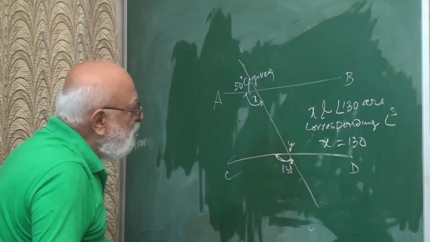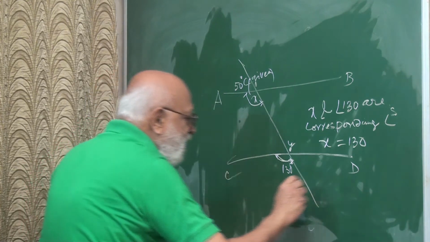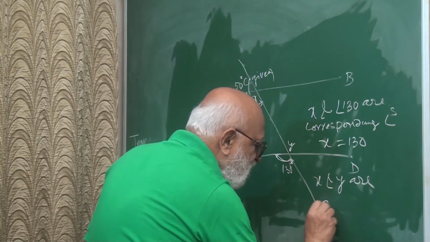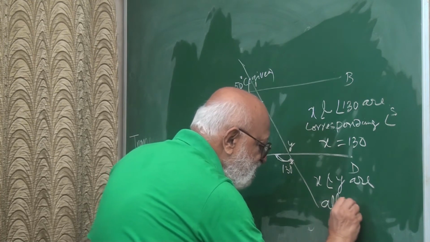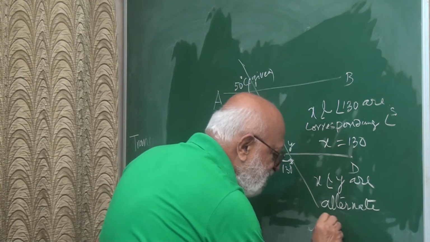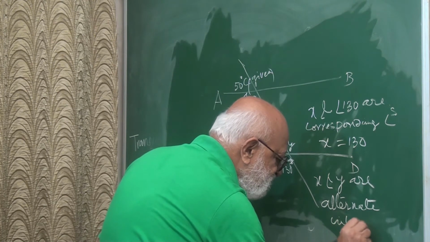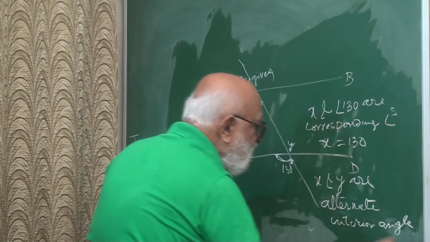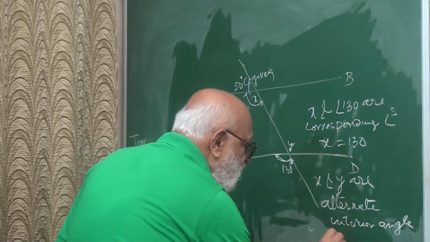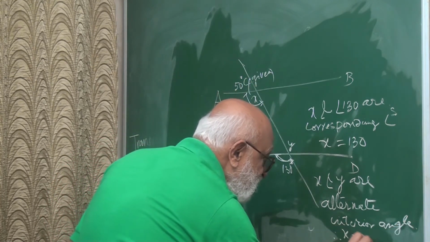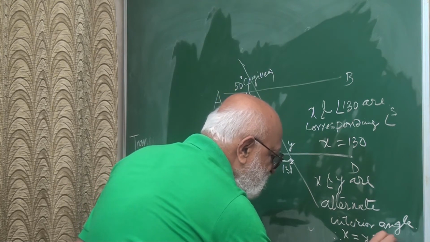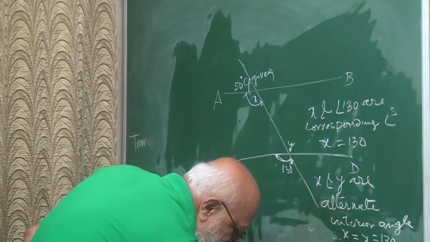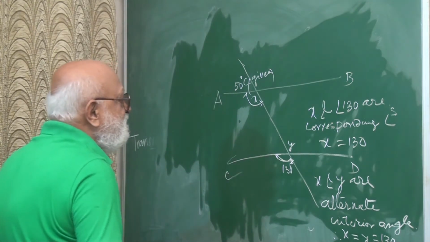Now, if x equal to 130, then again x and y are alternate interior angles. Therefore, x equal to y, that is equal to 130. So this is as simple as this. Two lines. You don't have to do anything more than this.